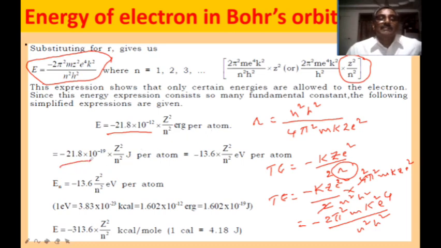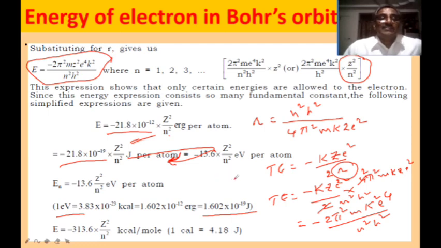So minus 21.8 into 10 to the power of minus 19 joules per atom, or minus 21.8 into 10 to the power of minus 12 into Z square by N square ergs per atom. If these joules are converted into electron volts, we get minus 13.6 into Z square by N square electron volts, where 1 electron volt is equal to 1.602 into 10 to the power of minus 19 joules.